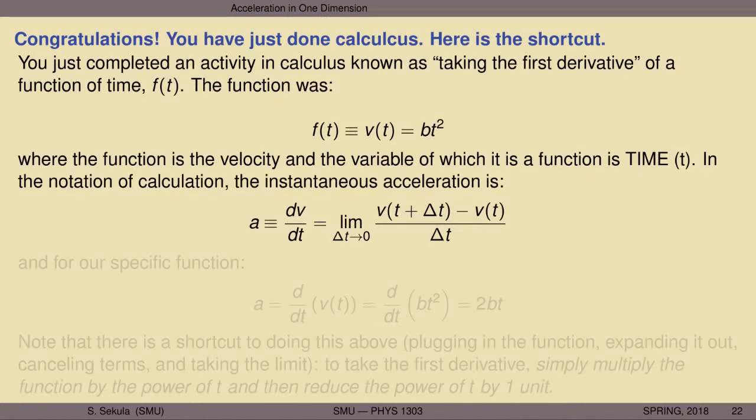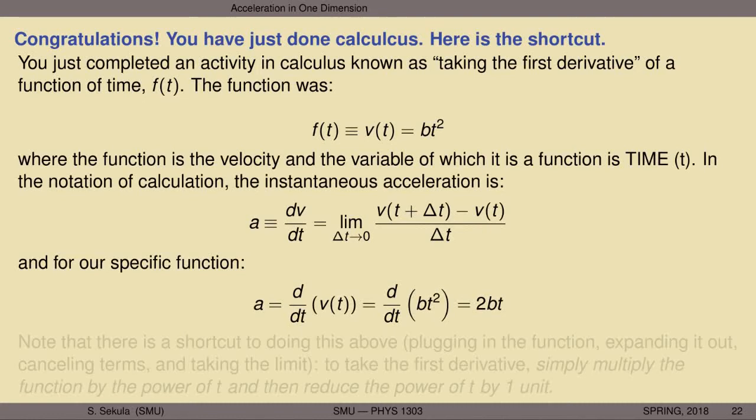What is the mathematical form of the first derivative with respect to time? It's this thing we've been playing with. It's the limit as delta t goes to zero of the change in velocity over the change in time. Now for our specific function, we can simply write out what the first derivative was.